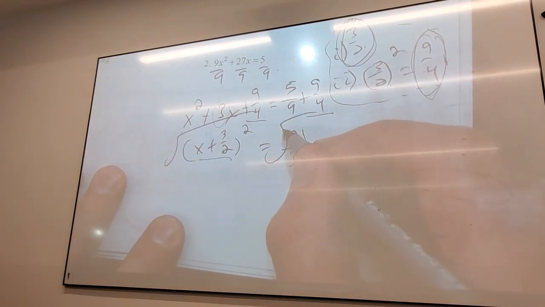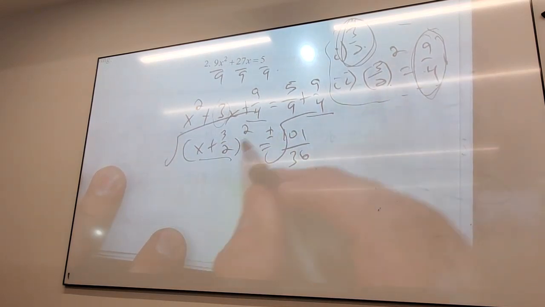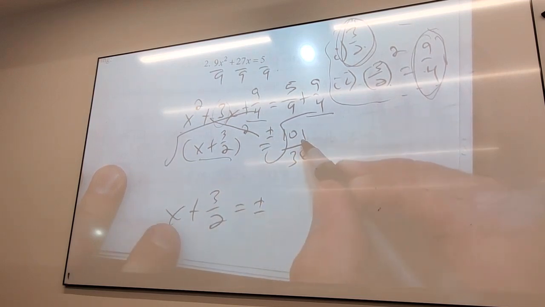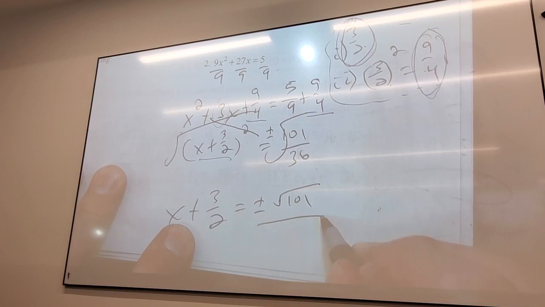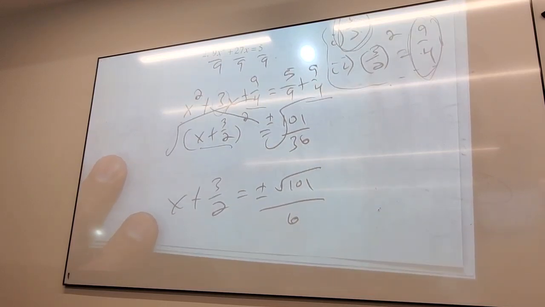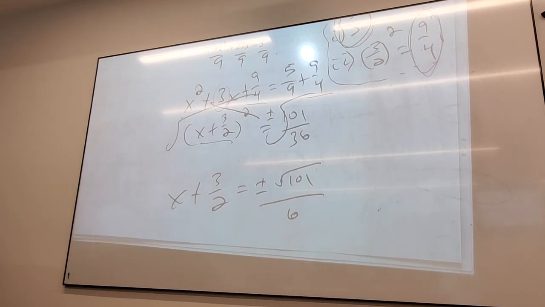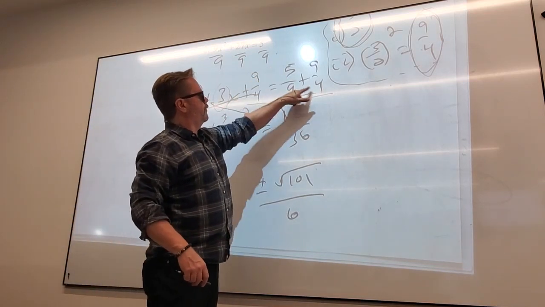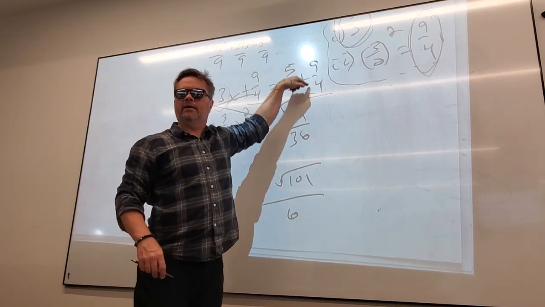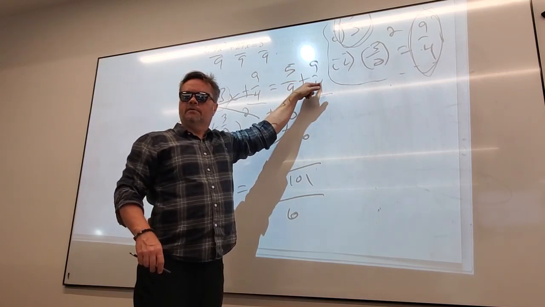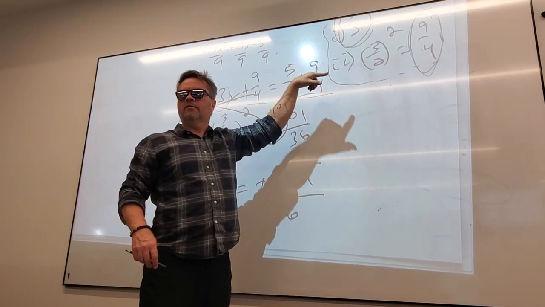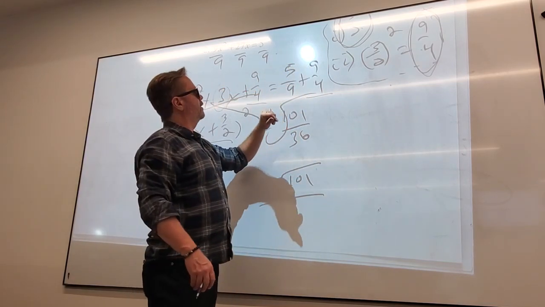What do I put? Plus or minus. So I get, bam, x plus 3 halves equals plus or minus, what's the square root of 101? I don't know. What's the square root of 36? 6. Yes. Where's the 1 over? Oh, sorry. Multiply this by 4, right? And multiply this by 9 to get the LCD. Oh, okay. So you get 20 plus 81. I thought you were just multiplying across. That would be neat. No.